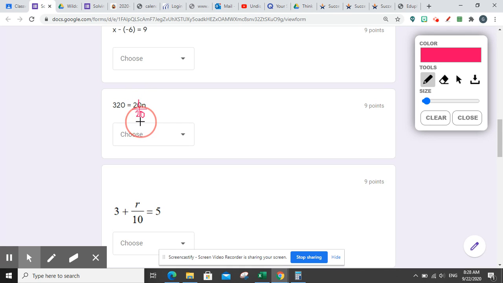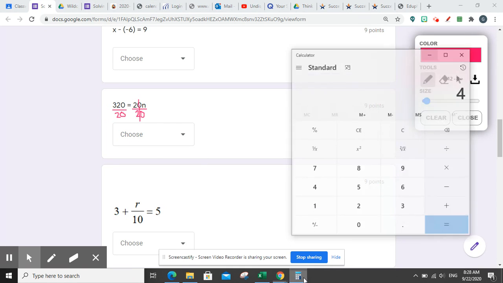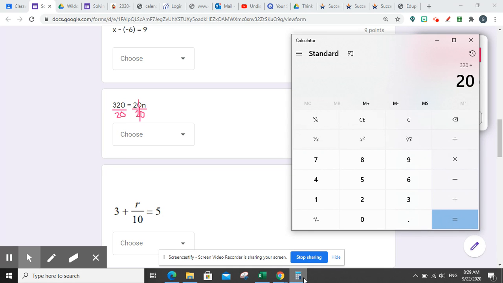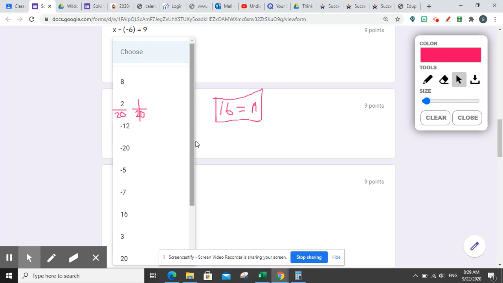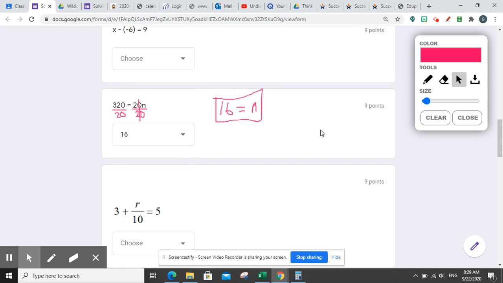20 divided by 20 is 1. And what I do to one side, I do to the other. So 320 divided by 20. Pull out the calculator. 320 divided by 20, 16. So then I have 16 is equal to n. Simple. One-step equations. Okay. We should already, with all the practice that we have done so far, and with going over it and giving you another refresher, we should be okay on these first few. Okay. Hopefully. I really do hope.